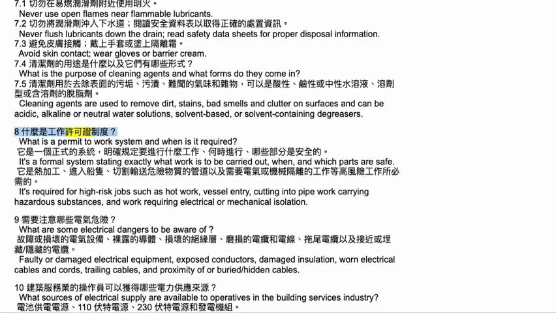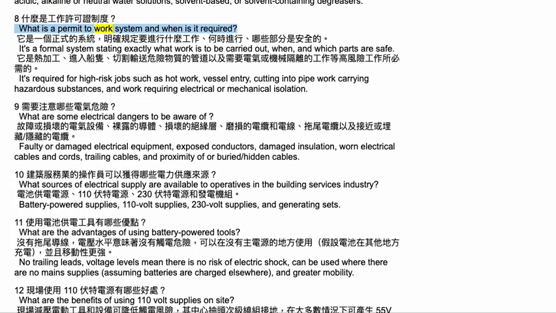8. What is a permit to work system and when is it required? It's a formal system stating exactly what work is to be carried out, when, and which parts are safe. It's required for high-risk jobs such as hot work, vessel entry, cutting into pipework carrying hazardous substances, and work requiring electrical or mechanical isolation.